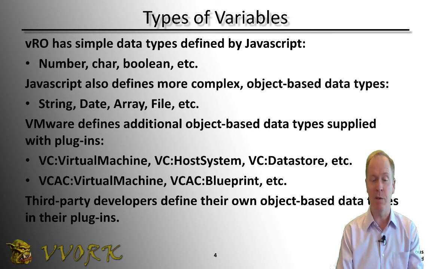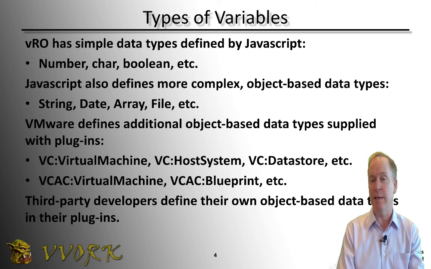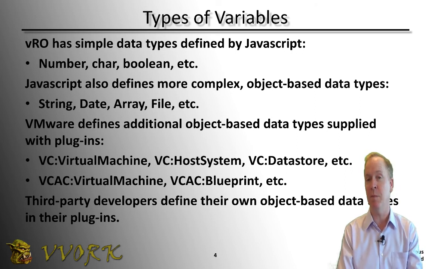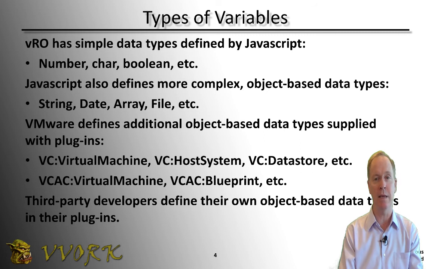Another simple data type is char, short for character. A char variable holds a single character. Boolean is a data type that allows you to store true or false. And again, there are other simple data types defined by JavaScript. JavaScript also has other data types that are more complex, that are object-based data types, such as string, which holds a string of characters, date, which holds a date in time. Could be the current date in time, could be a date in time in the future or the past, but a date object holds a date.